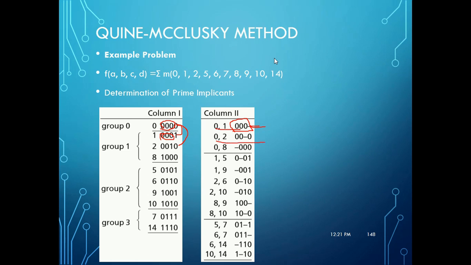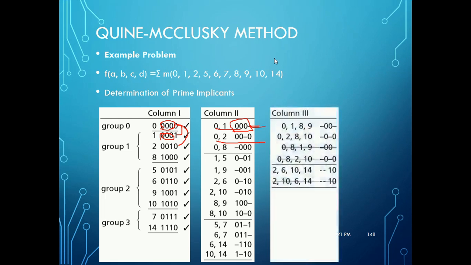So that's what we have written: 0 0 dash 0. Like this we are going to do the stage 2 combinations, and then we try to mark the column 1 values. That is, check marks you have to do as soon as you do the combinations. And the next thing is column 3. Column 3 also has got different combinations.